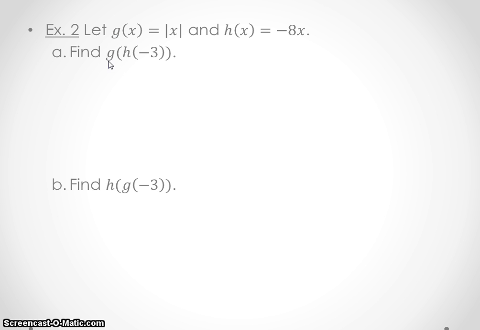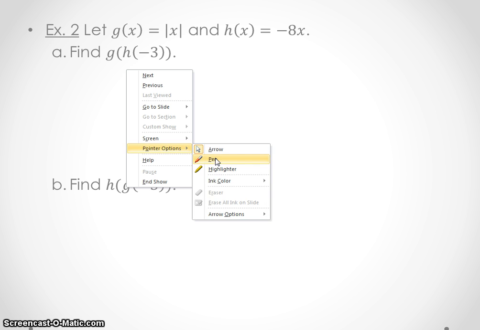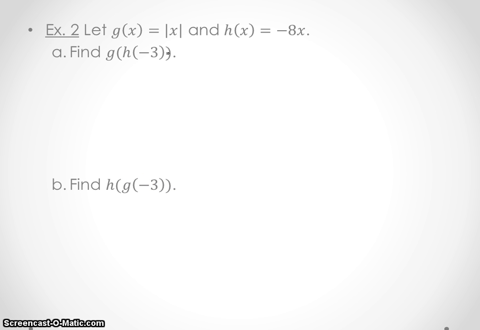Okay, so we're still doing the same exact problem. We're finding g of h of -3, except now I'm going to take -3 and plug it into h of x first, and then find out what that is, and take its output, and then plug it into g. So I'm just going to do h of -3 first, which means everywhere I see an x, I put a -3, so we have -8 times -3. And -8 times -3 is a positive 24.